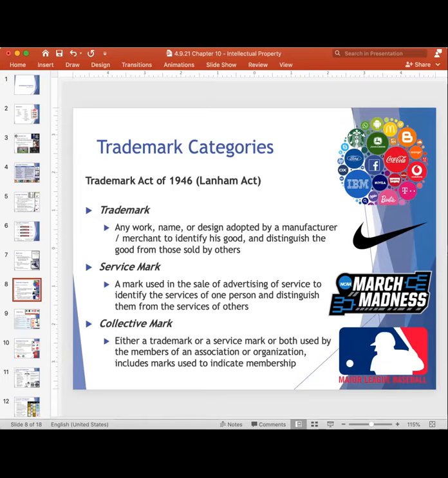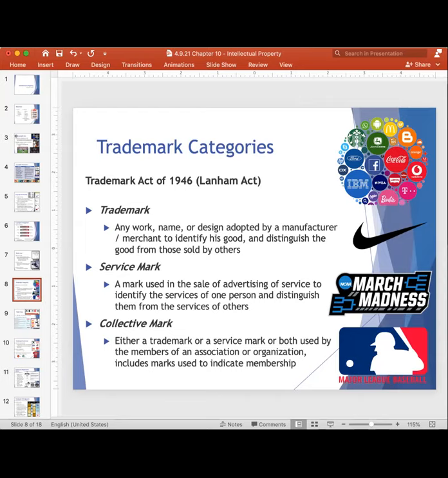So trademark, that category, identifies a seller's goods and distinguishes them from those manufactured or sold by others. Nike is an example, as well as all of those different examples of trademarks above. So IBM, Coca-Cola, Ford, John Deere, Levi's, Barbie. These are all examples of any word, name, symbol, or design that is intended to distinguish one's goods from another. However, there are 2 other categories for us to be aware of.